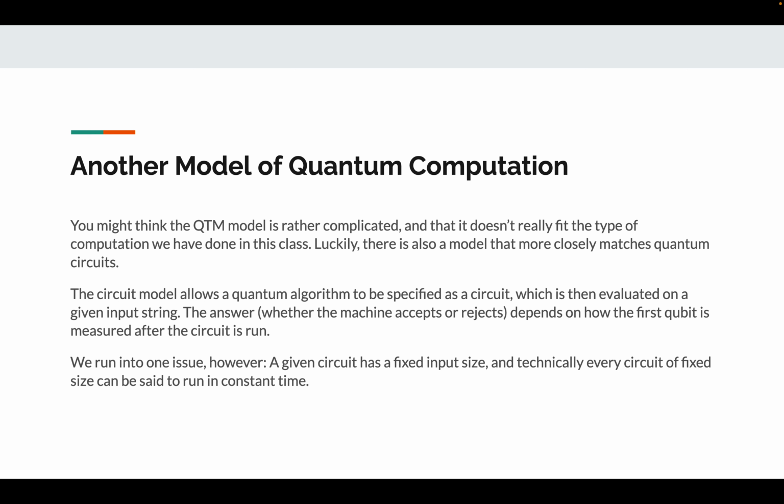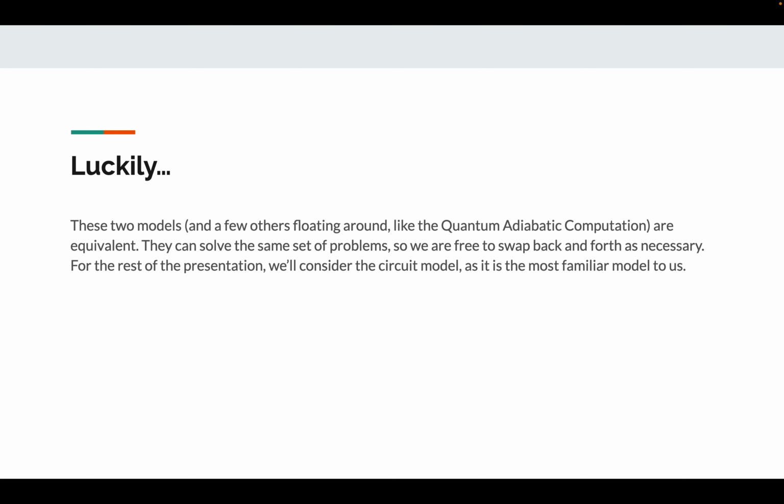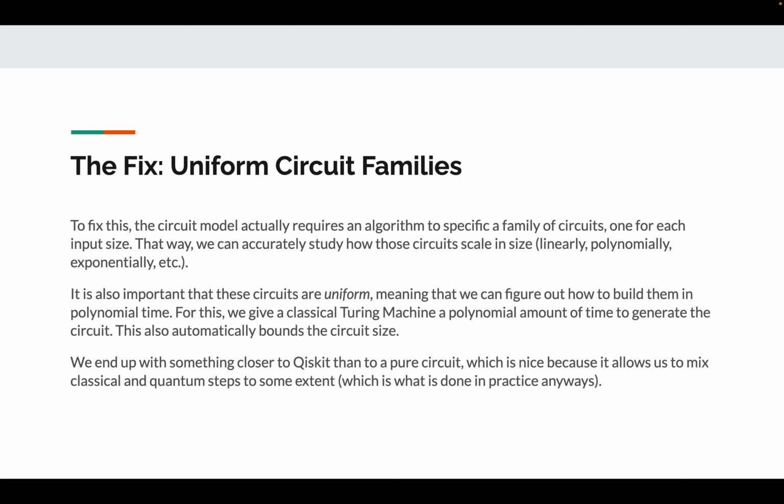It doesn't scale in size at all. It can solve all of its inputs in O(1), which is a constant number of gates. So how do you fix this? You want to look at circuit families, uniform circuit families in particular. A circuit family is just like one circuit per input size. This way we can now, again, study how circuits scale as we change the size. So is it linear, polynomial, exponential, and so on.